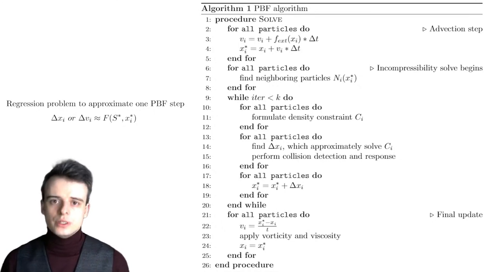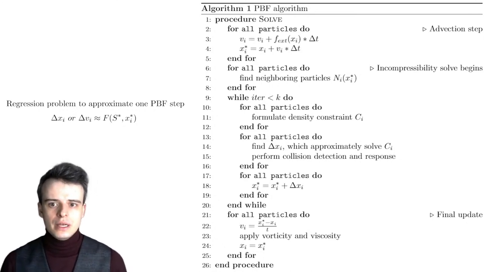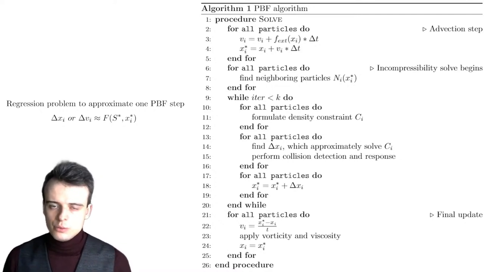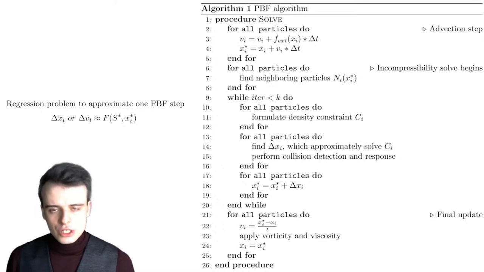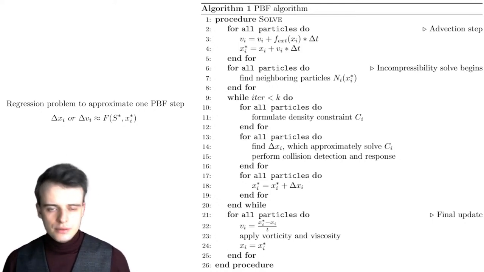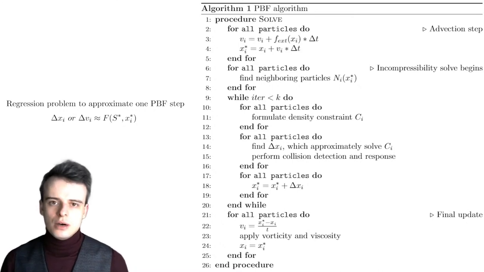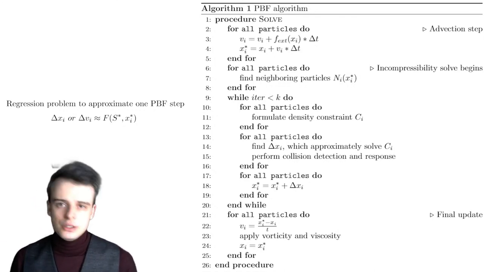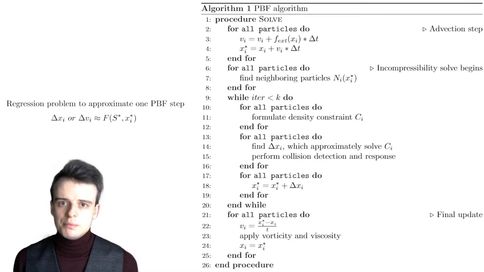If we go further and try to analyze what data is processed within lines 6 to 20, we will notice that this data includes positions of particles and information about obstacles in the scene. Thus, if we want to substitute this part of the algorithm with its approximation, then we need to solve the following regression problem. The regression target is either position correction or velocity correction, which we need to restore given some descriptor S. The descriptor has to comprise information about particles' positions and obstacles in the domain. This is the first and very intuitive problem statement for approximation of one step PBF makes.